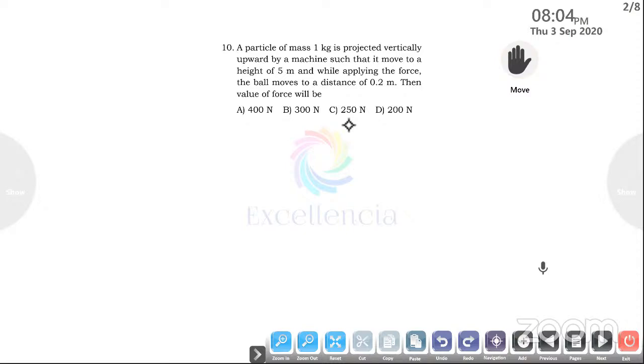This question was framed by the students based on their memory, so it is not perfect, but we will try to improvise it. There is a particle of mass 1 kilogram projected vertically upward by a machine, such that it moves to a height of 5 meter, and while the force is applied, the ball moves a distance of 0.2 meter. Maybe you have seen this in some kind of sporting events.